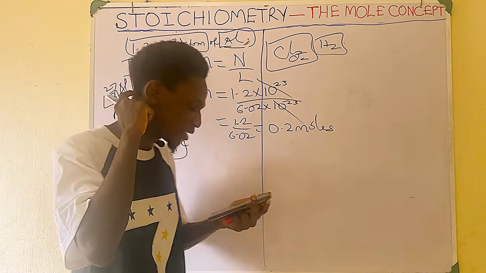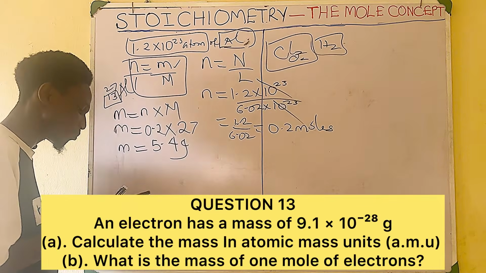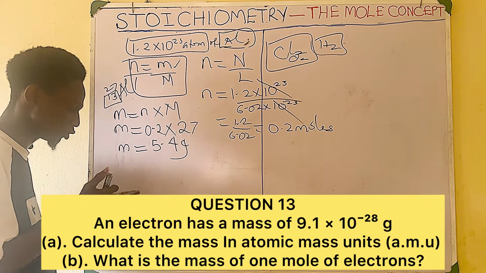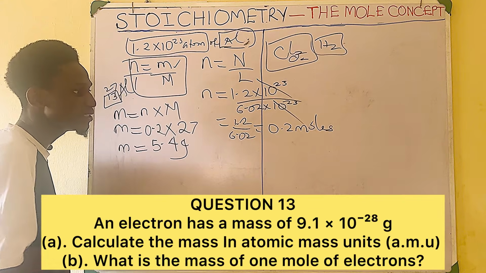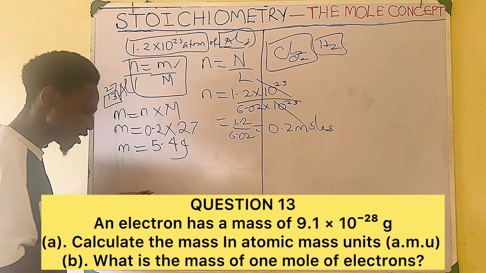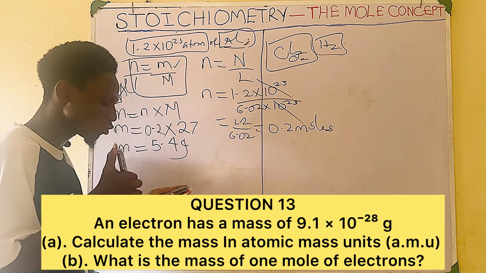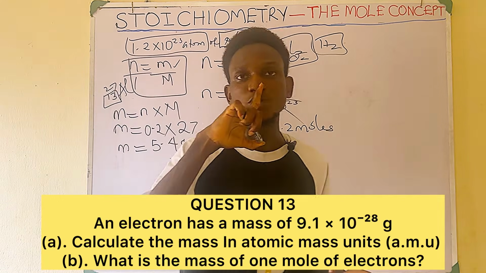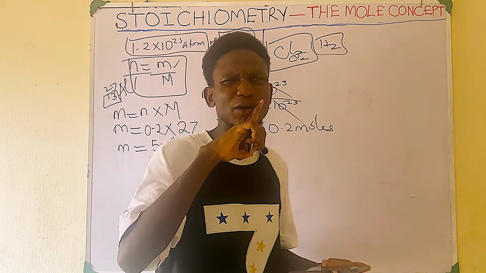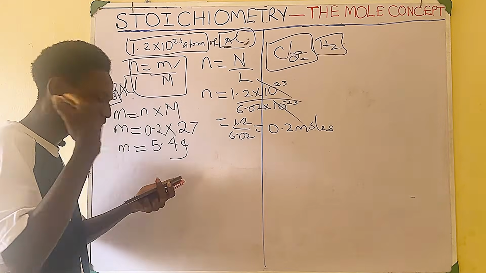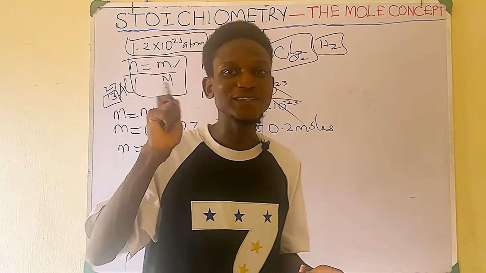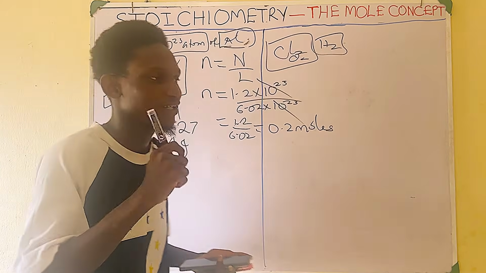Now the next question says an electron has a mass of 9.1 times 10 to the power minus 28 grams. Calculate the mass in atomic mass units. We have done that one previously when we were relating 1 AMU and all that. Now the second part is, what is the mass of 1 mole of electrons? This is very critical. A student sent me this question one time, and I was like, how do I calculate the mass of 1 mole of electrons? If you listen attentively to what I solved in the previous questions, this one is very easy for you.